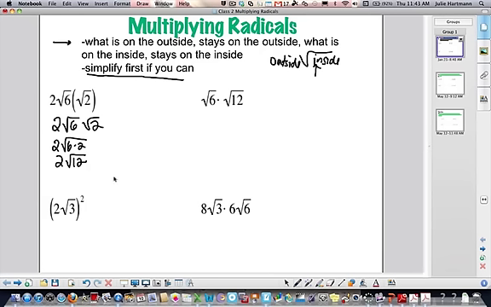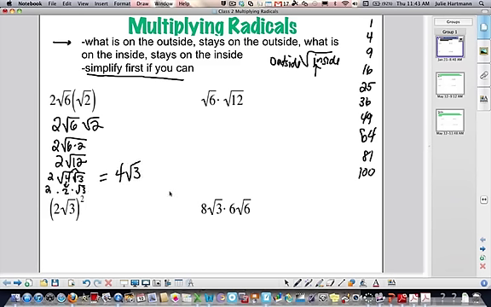All right, 12, if you think about your perfect squares, let's list them again. 1 times 1, 2 times 2, 3 times 3, 4 times 4, 5 times 5, 6 times 6, 7 times 7, 8 times 8, 9 times 9, 10 times 10. We'll stop there. All right, so what perfect square goes into 12? Yep, that would be 4. So you have 4 times 3. Keep those in radicals. Square root of 4 is 2. So 2 times root 3 gives us 4 root 3.